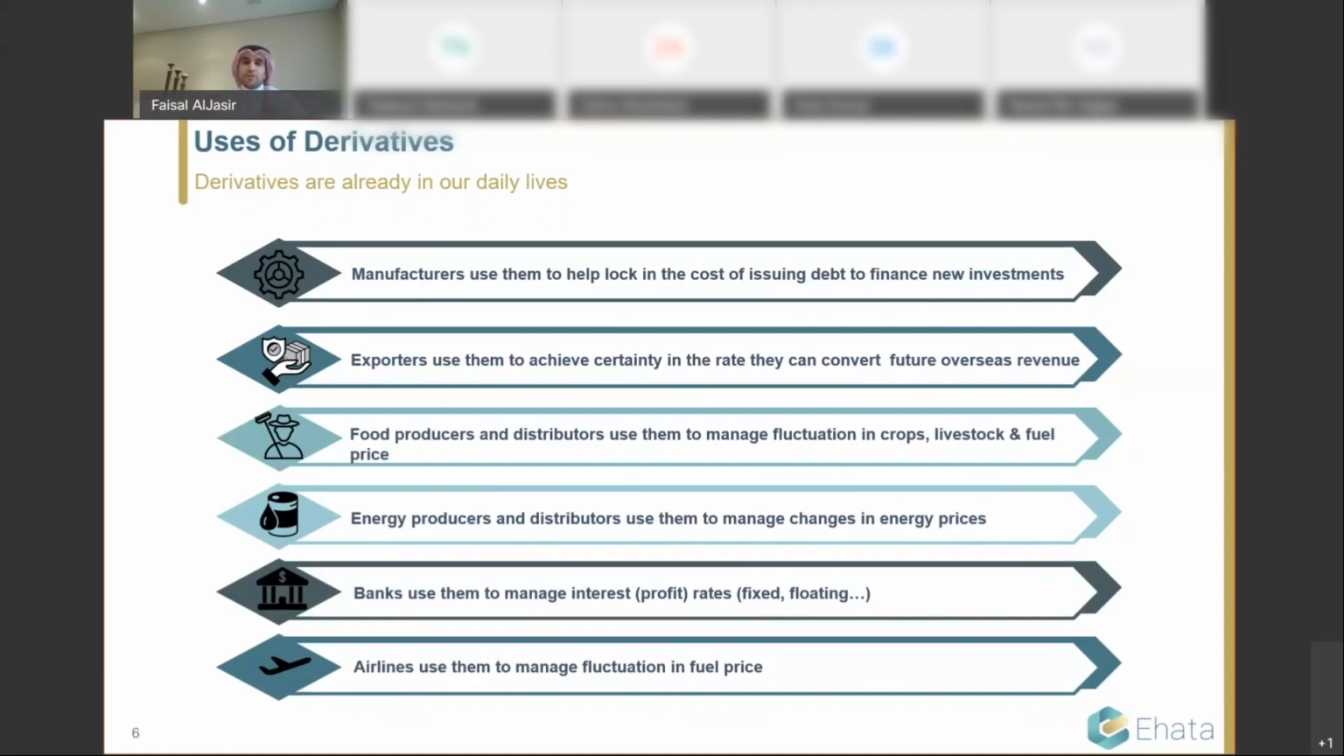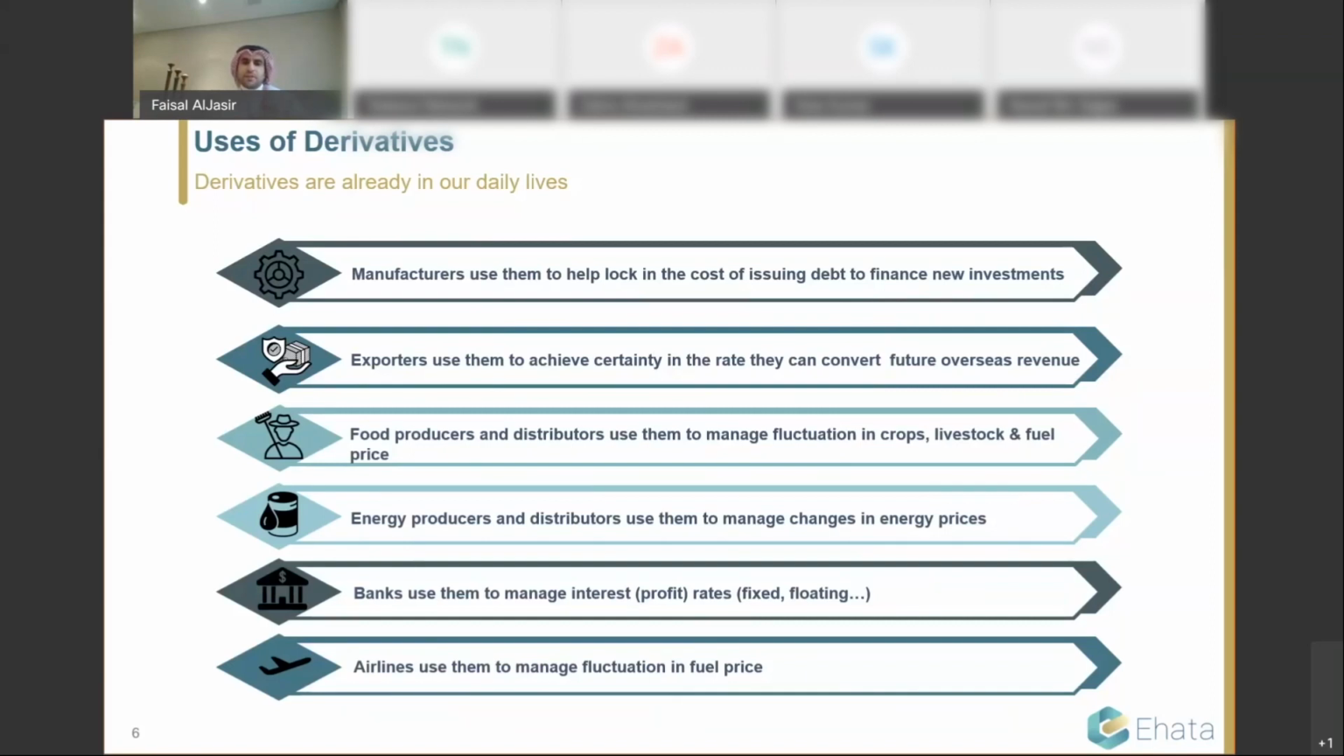Food producers and distributors use them to manage agriculture commodities, and this is one of the core historical needs that brought derivatives into play. Energy producers and distributors also use them to manage changes in energy prices, oil and gas, and other kinds of energy.